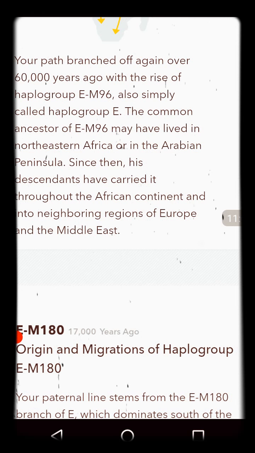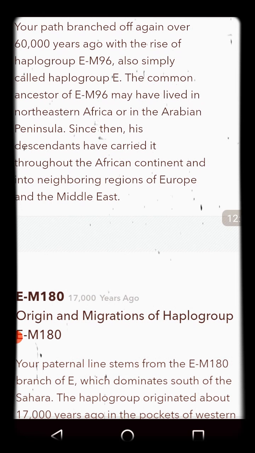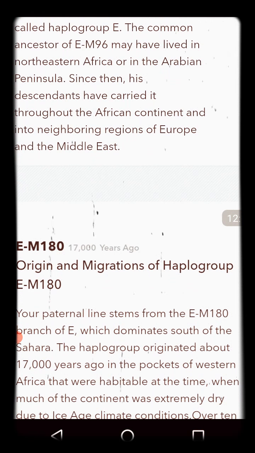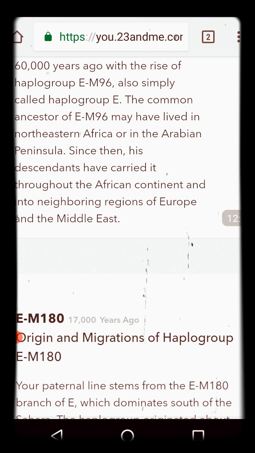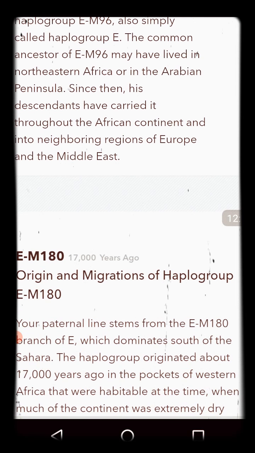Again, the common ancestor of E-M96 may have lived in northeastern Africa, which is the land of Canaan, because that is where Abraham lived. He did live in northeastern Africa, which is the land of Canaan, all right? The common ancestor of E-M96 may have lived in northeastern Africa or in the Arabian Peninsula. Since then, his descendants have carried it throughout the African continent and into regions of Europe and the Middle East. So that's why I think that E-M96 is dealing with our father Abraham.